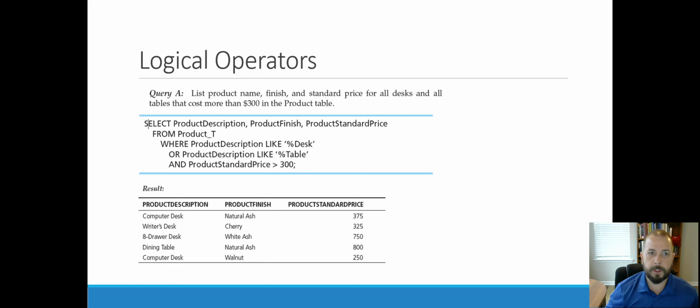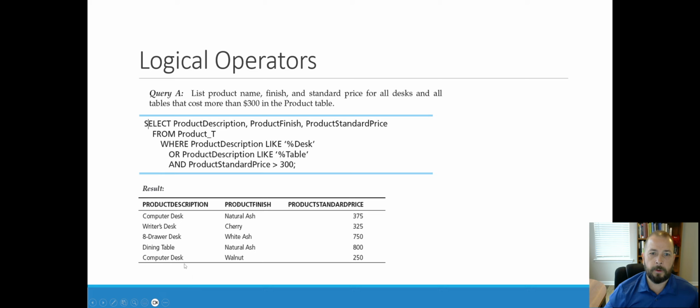So here's an example of us querying a list of product names, finish, and standard price for all desks and all tables that cost more than $300 in the product table. It might look something like this. Select the product description, finish, and standard price from the product table, where our product description is LIKE anything before 'desk', or the product description is LIKE anything with the name 'table' in it, and it's got to have a product standard price greater than $300. So this is how we might think that we're going to write this. So we can have multiple operators or combined operators within our where clause, and it should return back.